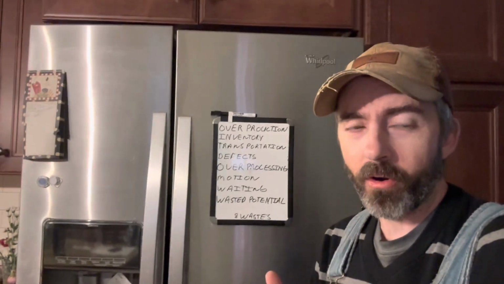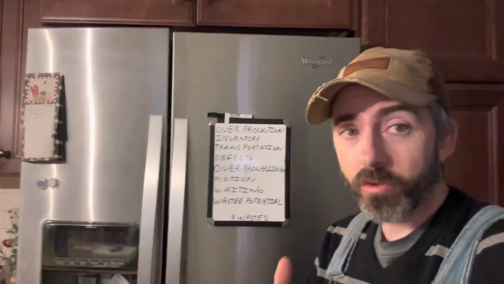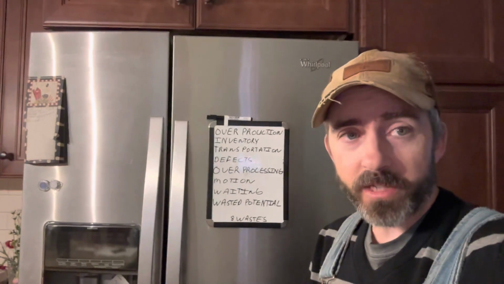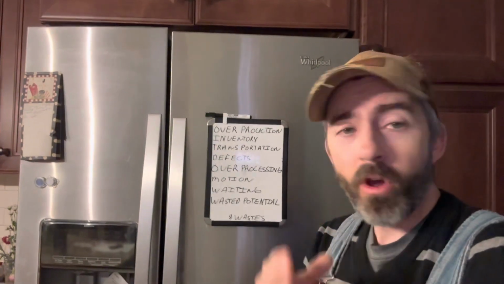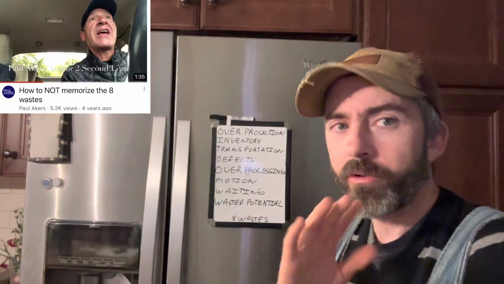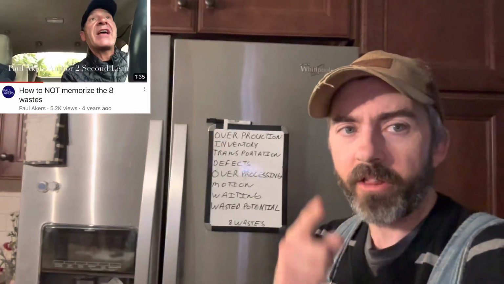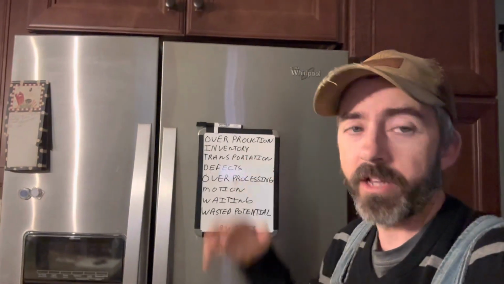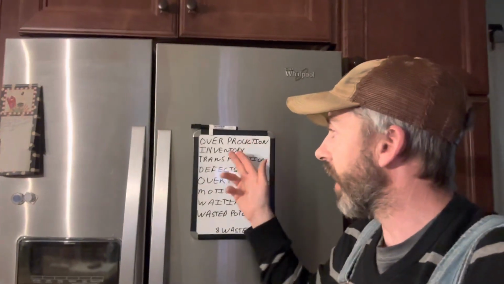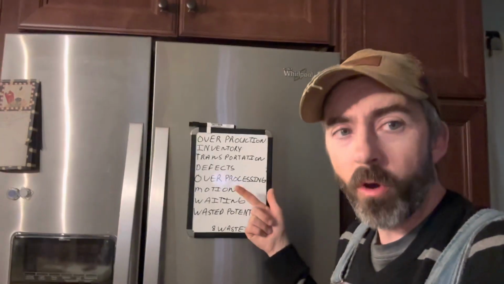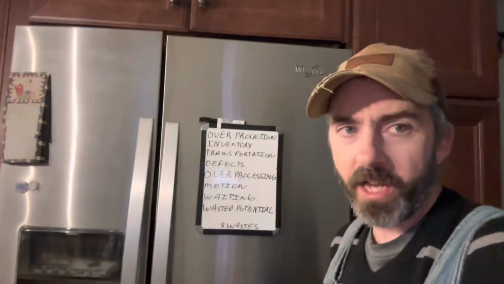Everybody can remember a story. And I used to struggle with learning the 8 wastes. I was supposed to be this process improvement expert, and there was no way I could have told you the 8 wastes until Paul Akers, a friend of mine, said, "You're doing it all wrong, Thomas. You gotta tell it in a story." And so overproduction is the first one, and it's the mother of all waste. Then you have inventory, transportation, defects, overprocessing, motion, waiting, and wasted potential. And there are some slight variations on it, but generally it goes like this.